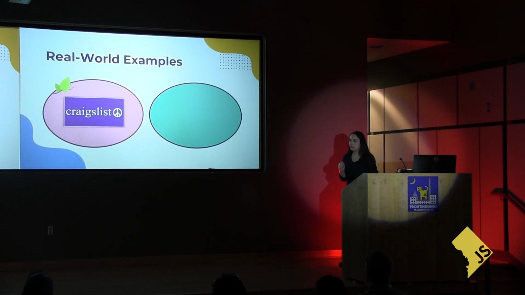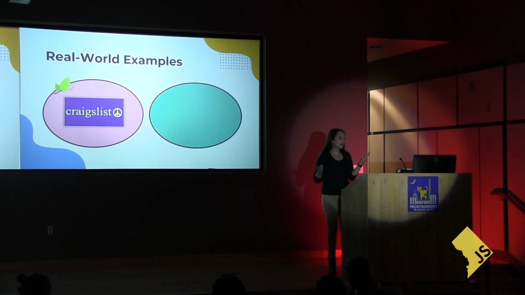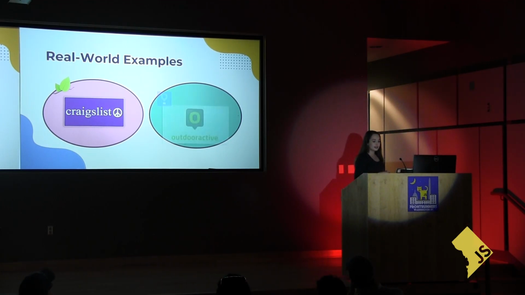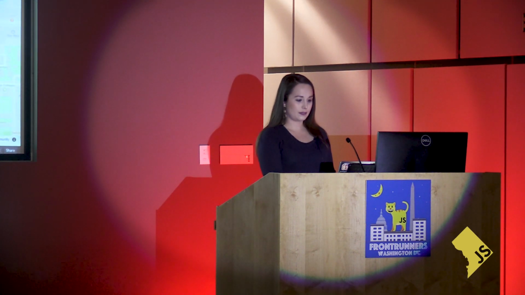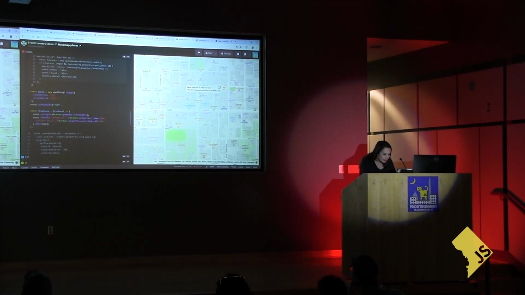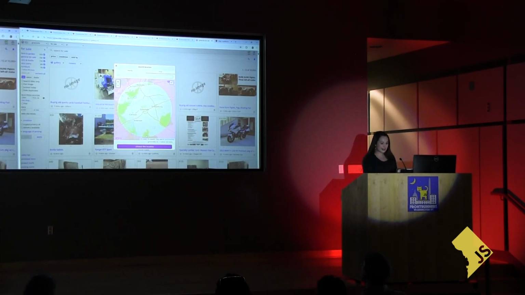The last thing I want to tell you about is there's a couple fun different real-world examples that I found online. Craigslist actually uses Leaflet's map, and Outdoor Active uses MapLibre's map. You can actually see that if you go to the sites themselves. And I've lost my mouse. I see it went to my other screen. Okay, so here, I'm on Craigslist, and we see it literally says Leaflet right there on the map.